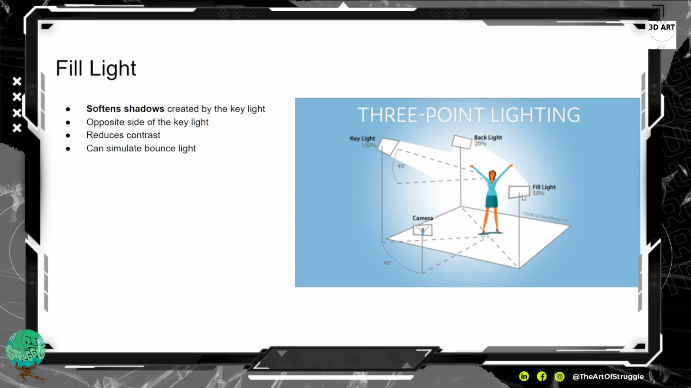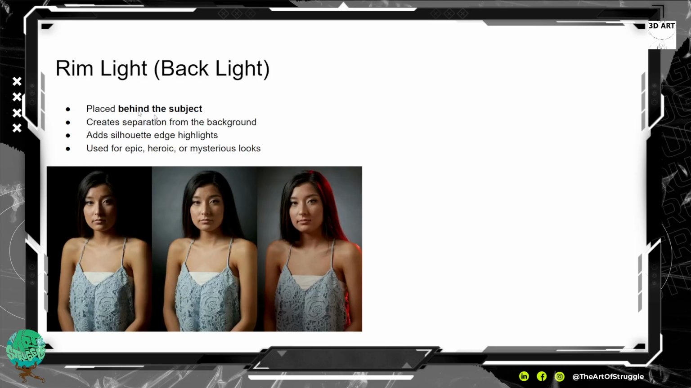It reduces the contrast and can simulate kind of like a bounce light. All right? And some of these, you can start to maybe add a little bit of color, start introducing color to this. All right? And then the rim light is placed behind, or sometimes it's known as a backlight. And this will give you almost like a halo or an edge around your character.